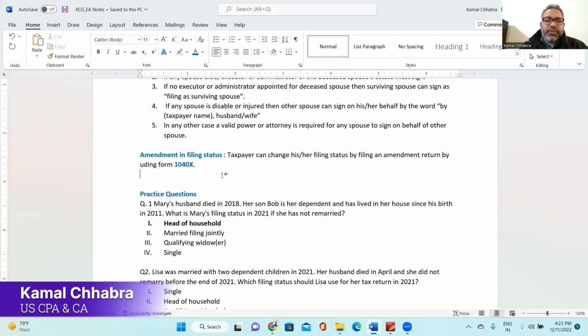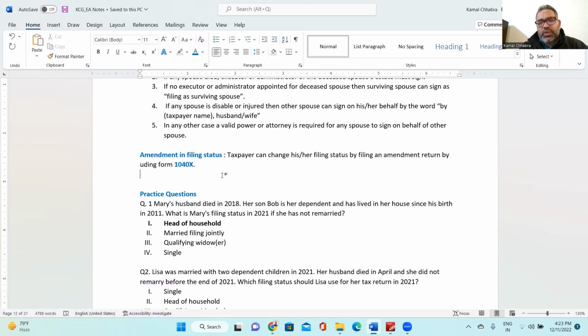So then you can think of changing the status, and that change in the status of the previous year would be considered an amendment in the tax return, and that needs to be filed on Form 1040X. Make sense? So all amendment returns need to be filed on Form 1040X, and any change in the filing status is also considered an amendment to the filed income tax return. Make sense? Yes, no?